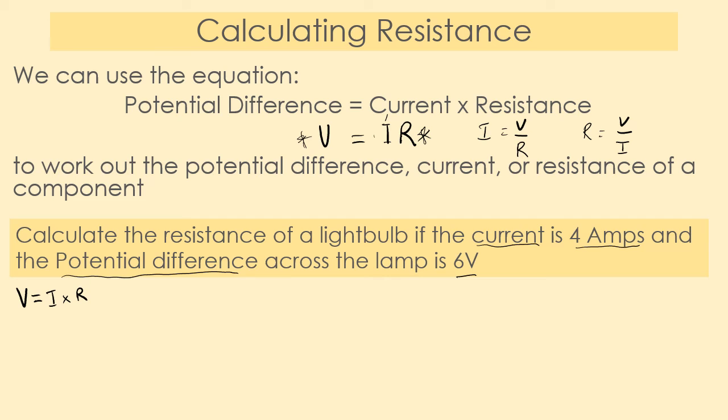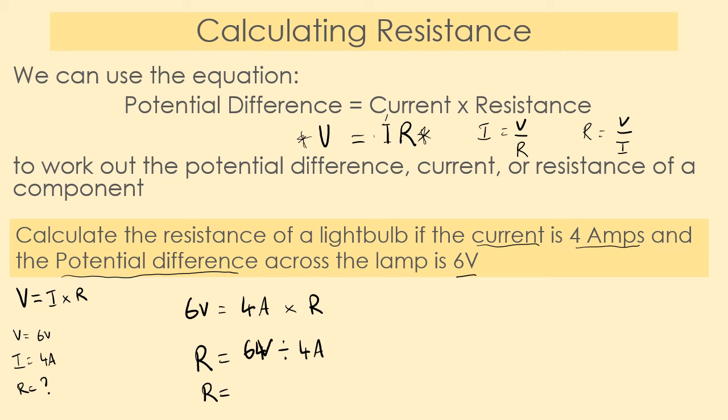So I can either write them all down: my potential difference is 6 volts, my current is 4 amps, and my resistance, I don't know yet. But I can then put them into the equation, or I can rearrange the equation first. I'm just going to put them into my equation. So I'm going to have 6 volts equals 4 amps, my current, times my resistance. I'm now going to rearrange my equation to make R the subject. I will get R, my resistance, equals 6 volts divided by 4 amps.